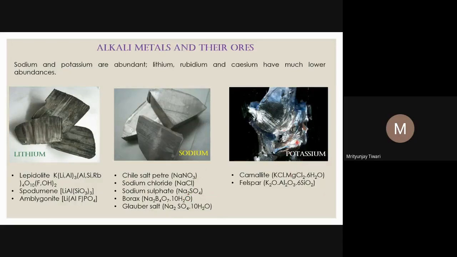The potassium ores are carnallite, whose chemical formula is KCl, MgCl2 6H2O, and feldspar. Feldspar is K2O, so it's an oxide of potassium, and Al2O3 6SiO2. So this is chloride, potassium chloride. And here the potassium is found as oxide.